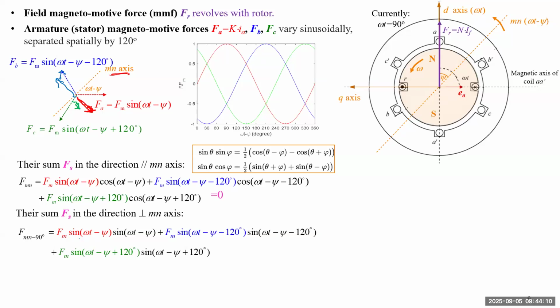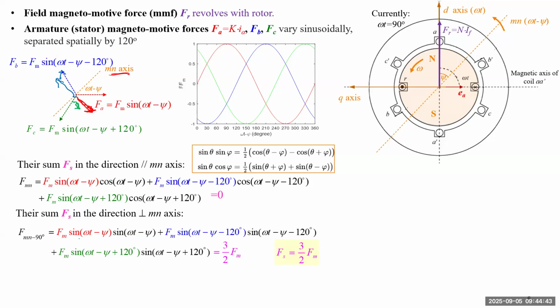But for the second item, we have the sum of two angles, which will be double this angle, double this angle and double this angle. So 3 cosine functions with angles split by 240 degrees, which is equivalent to being separated by 120 degrees. So the second item all cancels. We only have the first item, 3/2. So that sum will be 3/2 of the peak value of the magnetomotive force.